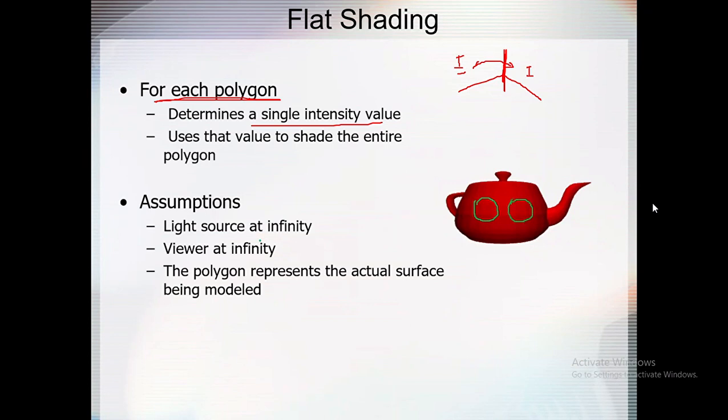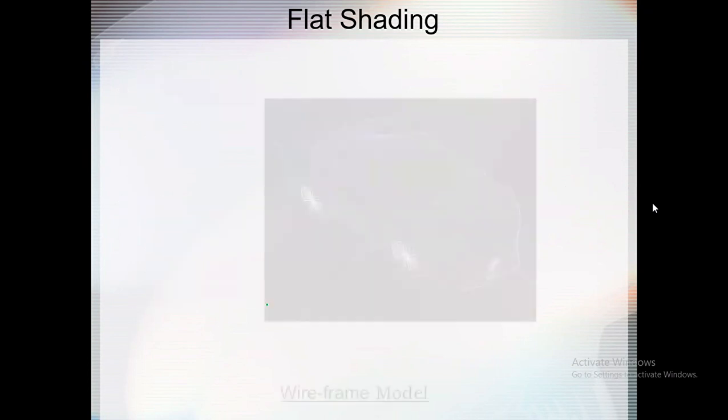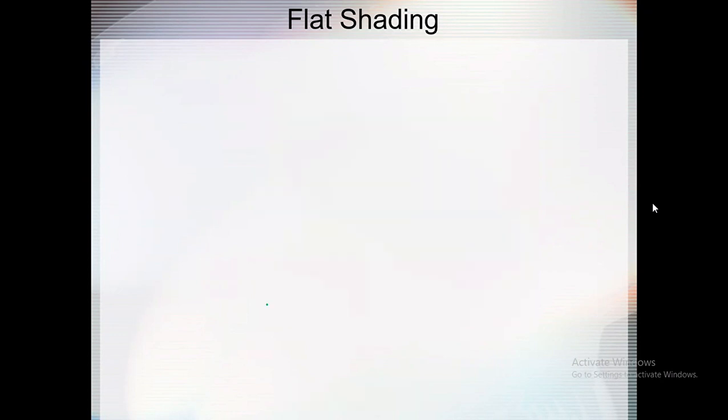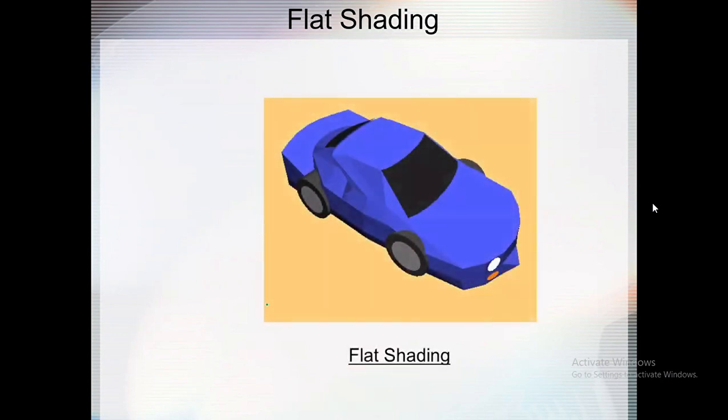So light source infinity, viewer is infinity, the polygon represents actual surface being modeled. তার মানে আমার পলিগনটাকে এই যে গাইডিং ওয়ারফ্রেম মডেলটা দেখো, এটাকে যখন আমরা ফ্ল্যাট শেড করব, it looks like that. Remember that one, you need to observe this one in your PC. So this is our flat shading technique. মানে কি?